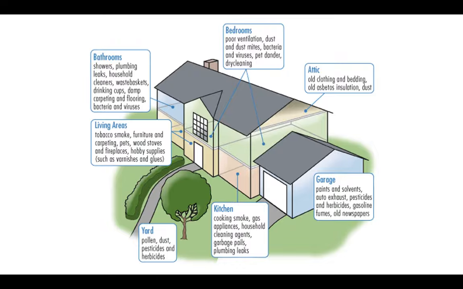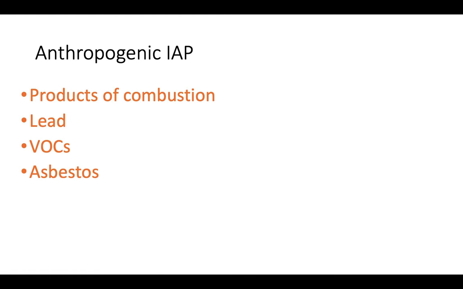Okay, so indoor air pollutants are exactly what they sound like, but they're a little bit different than outdoor air pollutants, because you're in an enclosed space, right? And you need ventilation in that space. Otherwise, an enclosed space can very quickly become dangerous compared to an outdoor space. Some of the examples of anthropogenic indoor air pollutants, this is the abbreviation I use, that we'll talk about include combustion and its products, lead, volatile organic compounds, and asbestos.